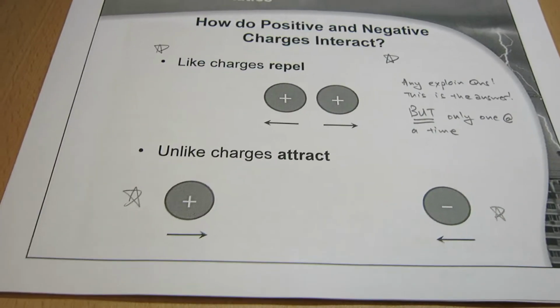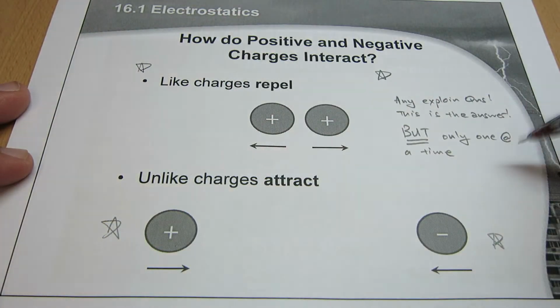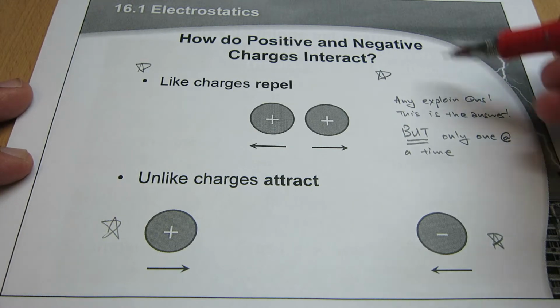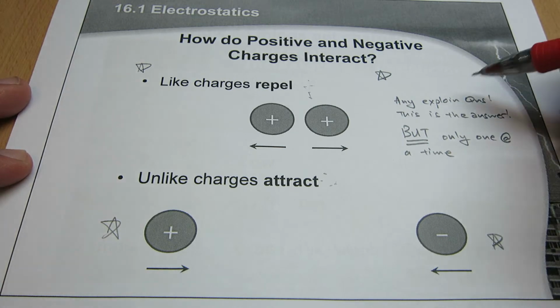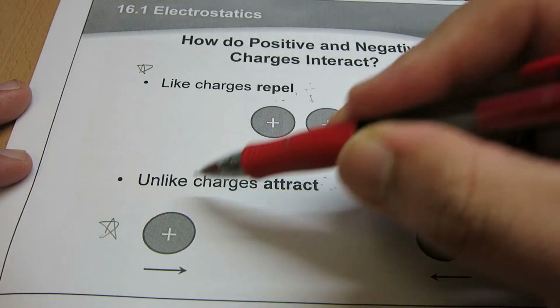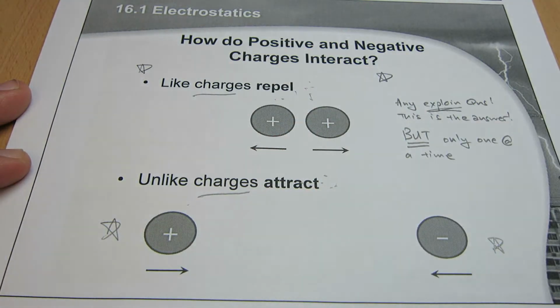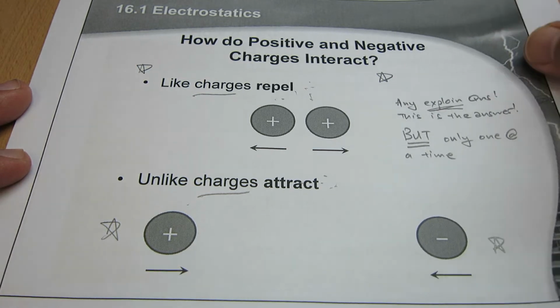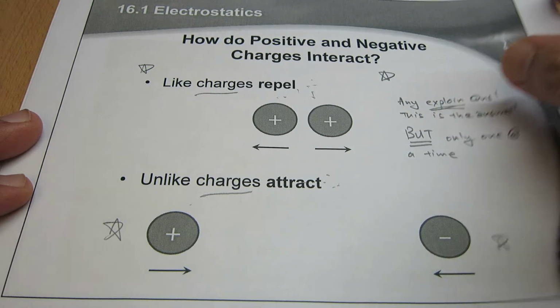So how do positive and negative charges interact? This one I put 4 stars here, because literally this is the single most important thing in this chapter. Anything that appears as an explain question, they ask you explain why this happens, and you know it's a static electricity question, one of these two is the answer. Like charges repel, unlike charges attract. Take note, it is common for students to write poles here because they are quite used to talking about magnets, but please make sure that you write charges instead.